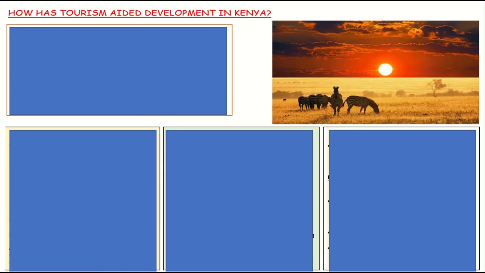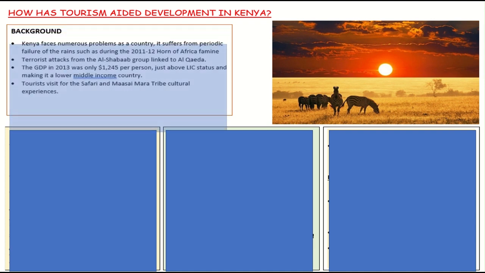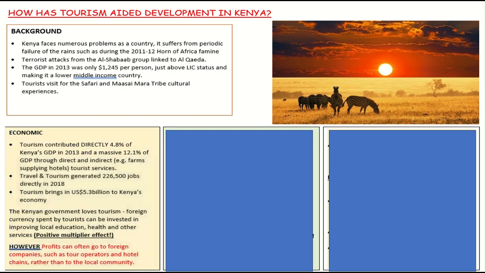And then lastly, is how tourism can help development. Now, given the pre-release on the Cayman Islands, I'm not going to dwell on this one too much, but Kenya is also an African country. It is just above LIC status, and tourists would visit for the Masai Mara tribe and for the safari. On an economic standpoint, tourism is massive for Kenya. It generates 226,000 jobs, and we compare that to like Liverpool as a city. A huge amount of jobs for Kenya, really.